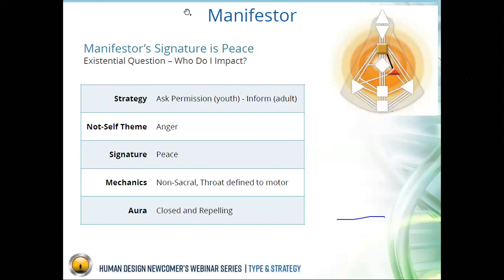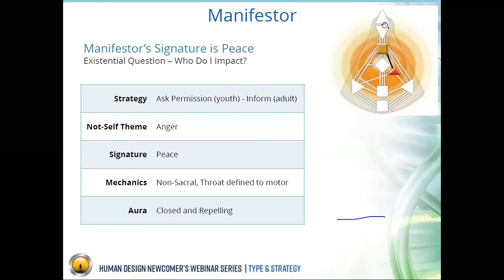That's not asking permission. And manifestors typically don't like to inform. I know that I didn't, especially in the beginning of my process, and I'm still not crazy about it, simply because we're afraid of people controlling us. We're really here to be completely free. Just really free in the way that we move about. And we don't like it when people get in our way. But the thing to understand is, if a manifestor experiments with informing, it removes the resistance, which can cause the not-self theme of anger.